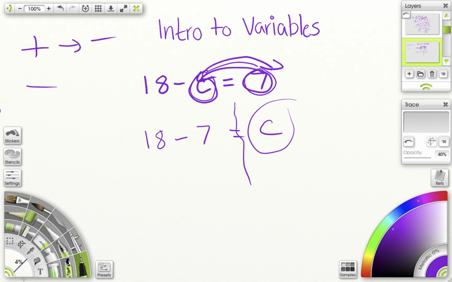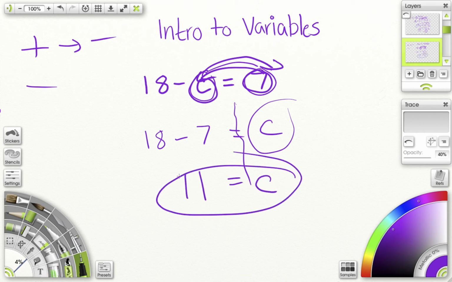So I don't want to complicate this. I don't want to make it confusing for you. It's really the same thing as when you have a blank and you're just figuring out what that number for the blank is. But now you just have a letter instead of a blank. So 18 minus 7 is 11. So therefore, C equals 11.